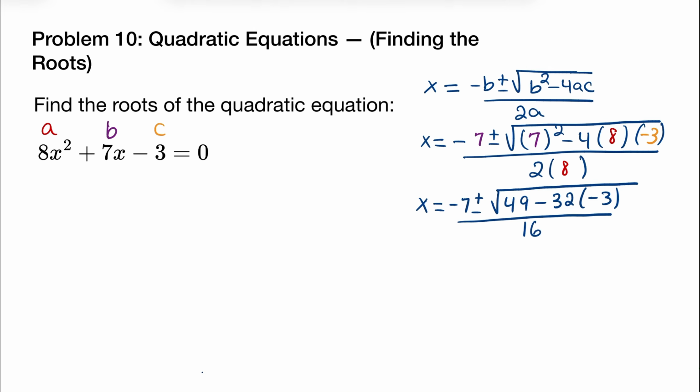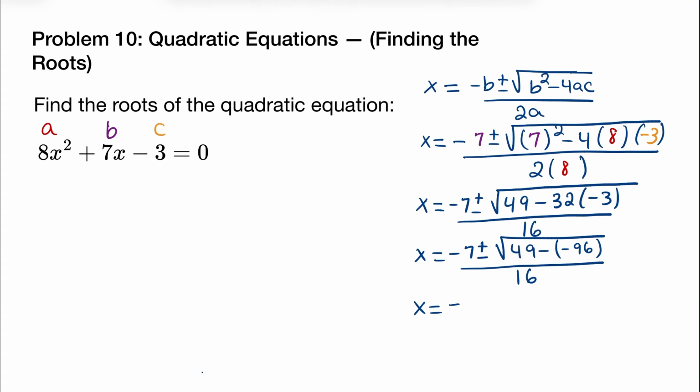Simplify further, we have x equals -7 plus or minus, and we have 49 minus 32 times -3 is -96. And this is over, of course, 16. So simplify one more time.